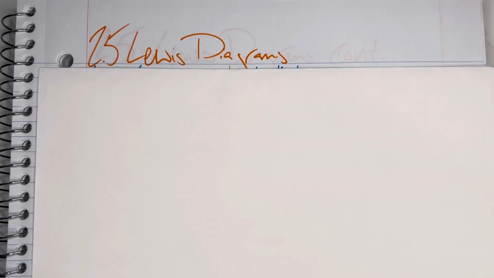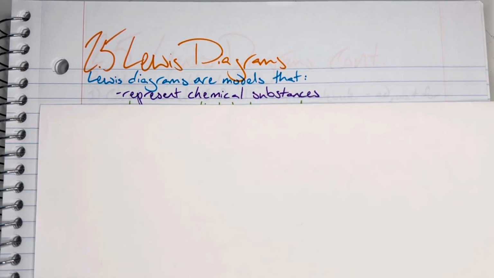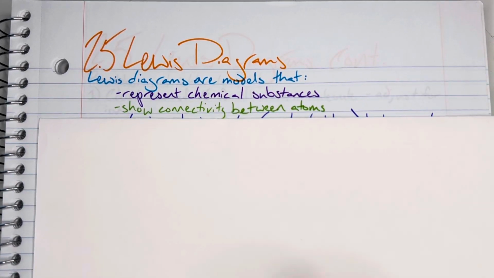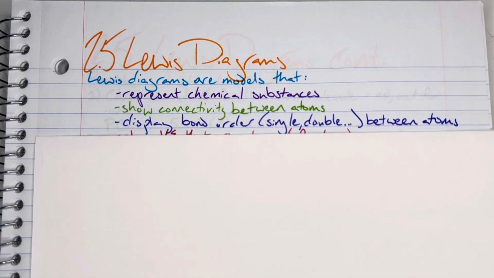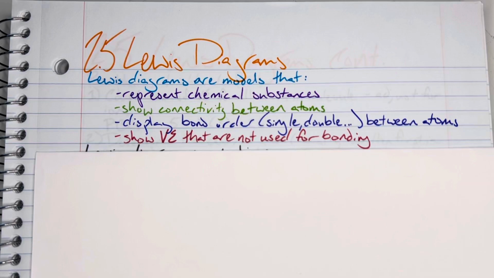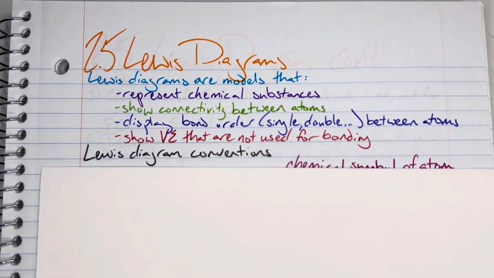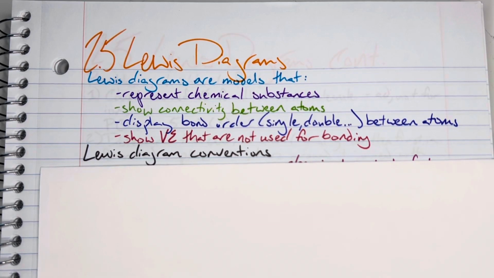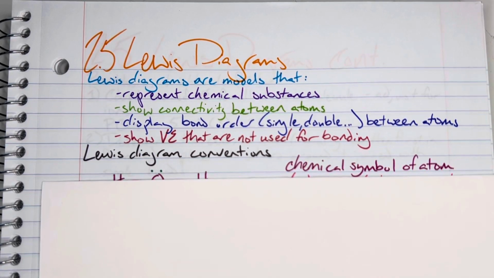AP Chemistry, Unit 2.5, Lewis diagrams. So Lewis diagrams are models that represent chemical substances and show the connectivity between atoms. They also display the bond order, single, double, or triple, between atoms, and represent the valence electrons that are not utilized for bonding. There are some conventions for Lewis diagrams.